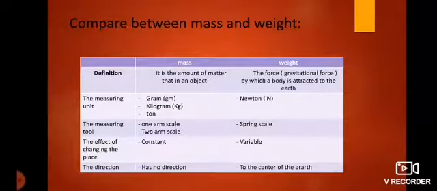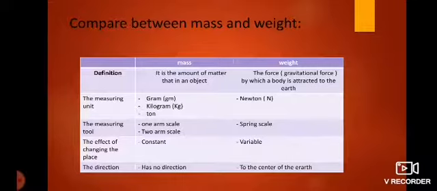The mass is constant. The mass doesn't change by changing the place. It's a constant value, or a fixed value. But the weight is variable. It changes by changing the place. The mass has no direction, but the weight has a direction to the center of the earth.